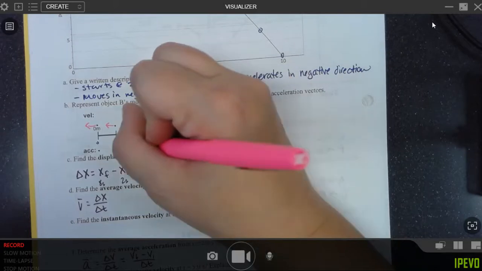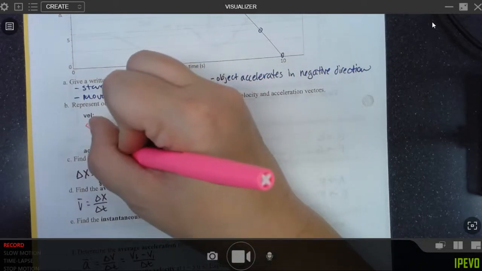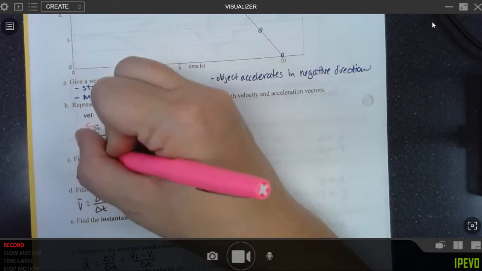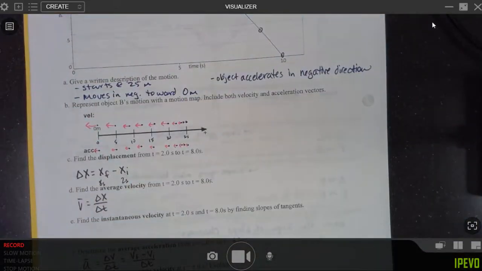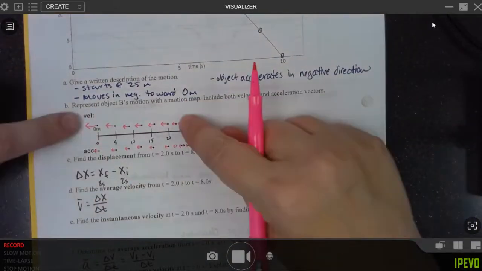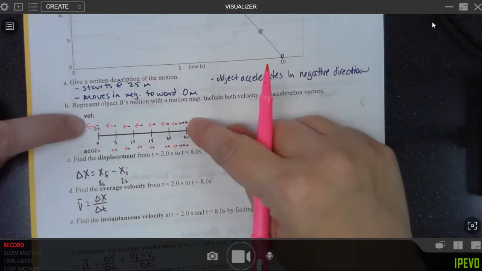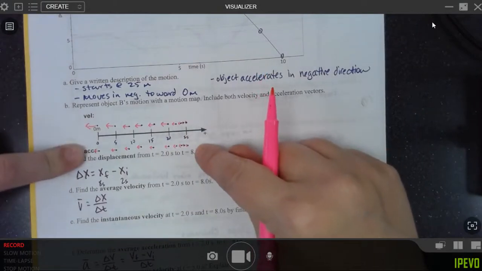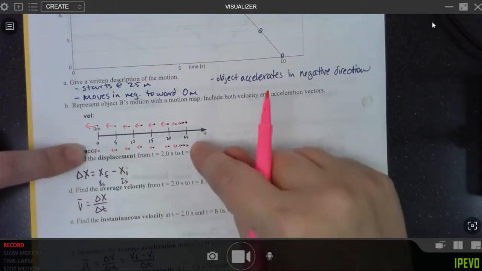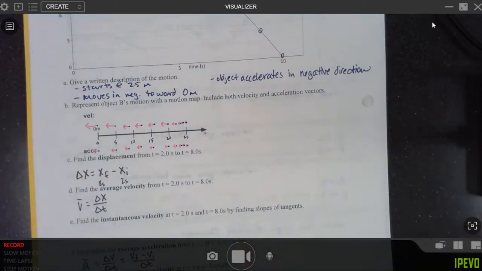Am I going to be perfect at this? Probably not, but it's just qualitative. It's not really a quantitative map. So for velocity, I should have arrows that get longer. For acceleration, they should all be about the same length, and they should all be pointing in the negative direction. Any questions so far? How do you guys feel about motion maps at this point? Nah. Okay. I'll take it. We'll be pros by the end of the year.